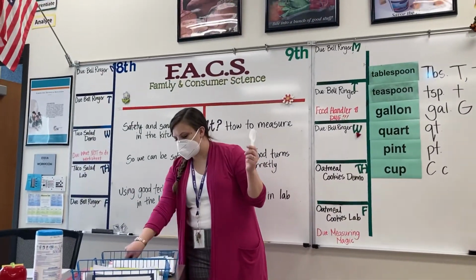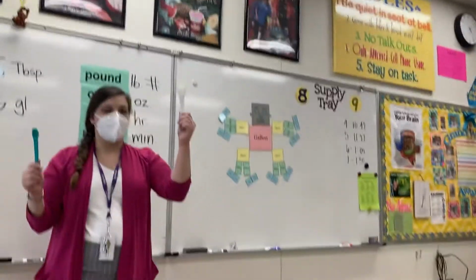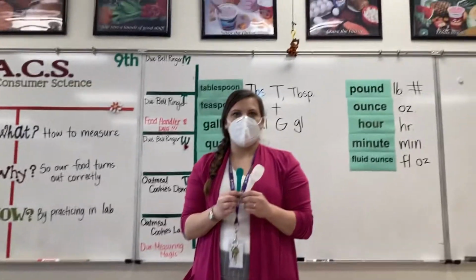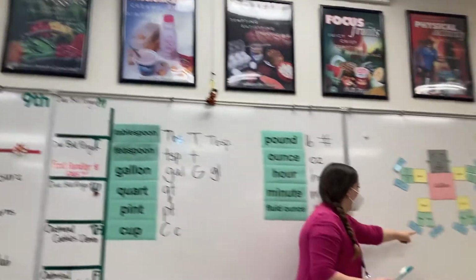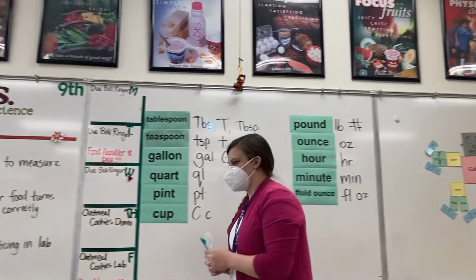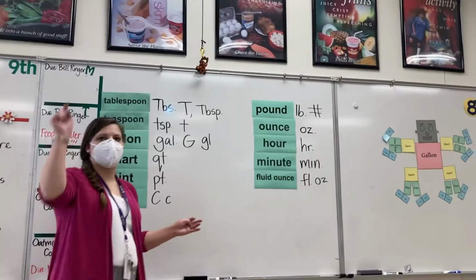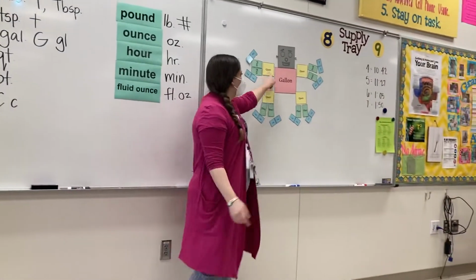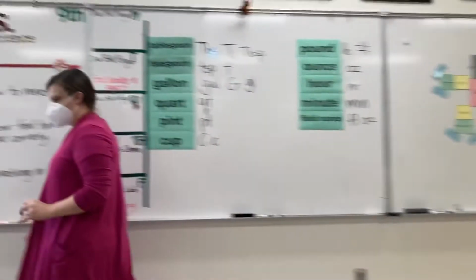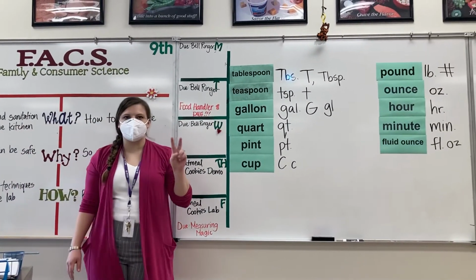So how many teaspoons does it take to fill one tablespoon? Three. Good job, Sunny. So cups in one pint. All right. Next, how many quarts are in a gallon? Four. Thank you, Janelle. So you can see 4 quarts in 1 gallon. Okay, how many cups in a pint? We already answered that. We have 2 cups in 1 pint.